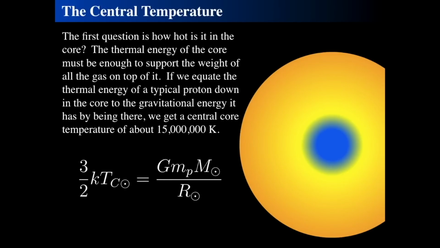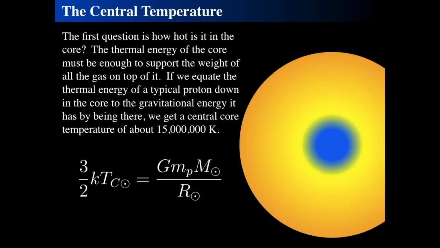Well, the central temperature has what we call thermal energy. When we say thermal energy, we mean the average motion of particles inside the core. And the thermal energy has to be high enough per particle that it supports the weight of all the gas on top of it. The only way for it to do that is for the particles to bounce around really fast, by which we mean move really fast. And if they've got to be moving really fast, it's got to be really hot.